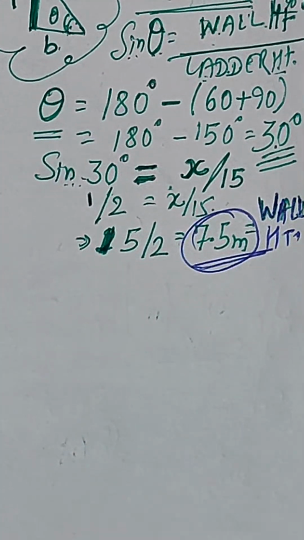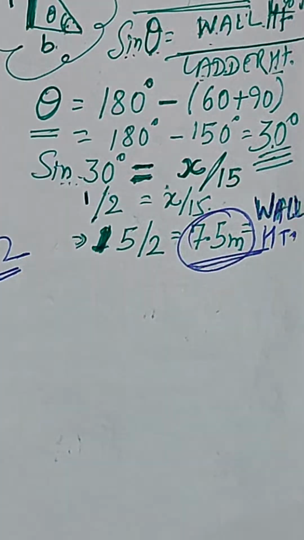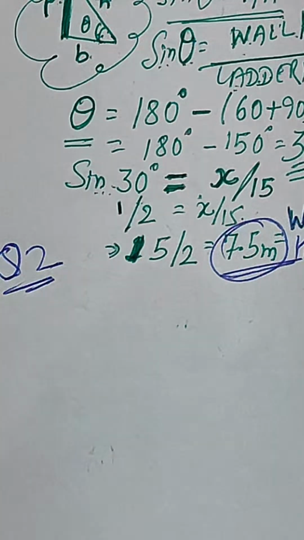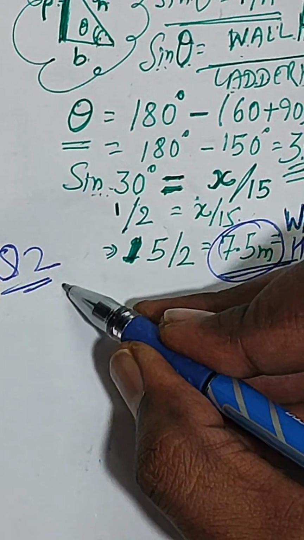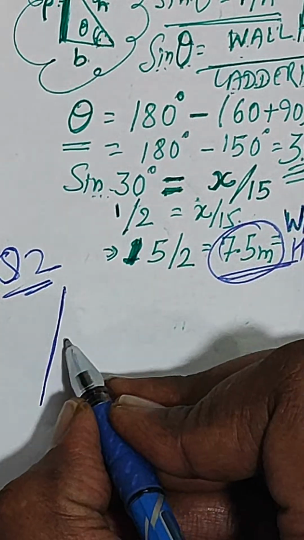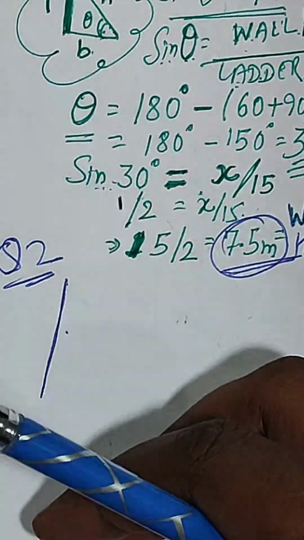The question number 2, which we have taken for today, is a question from a CBSE examination. A vertical tower stands on a horizontal plane. A vertical tower is standing over here. This is the tower. Let me change the page because the space is very less over here.